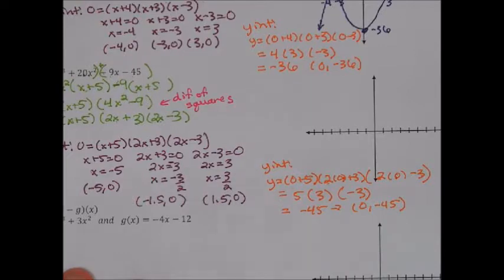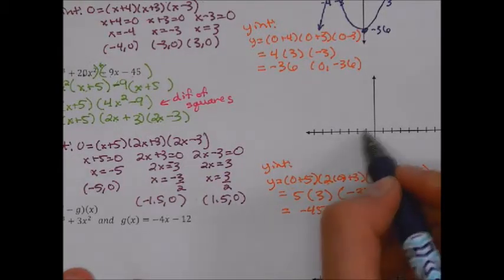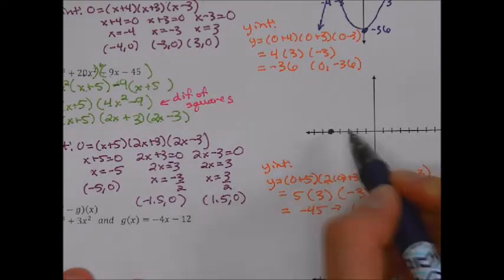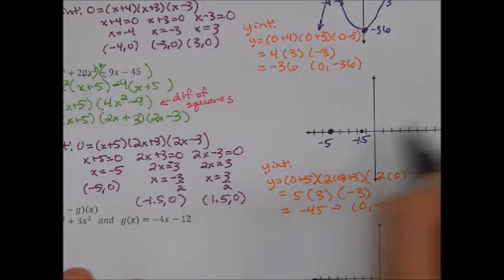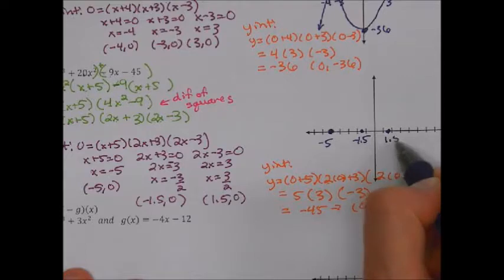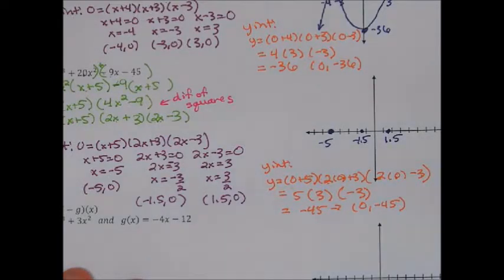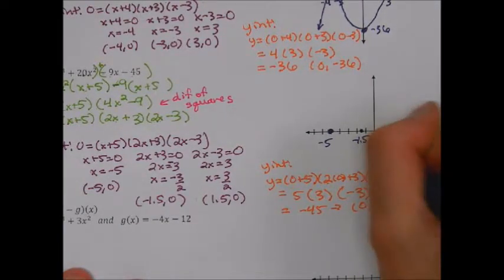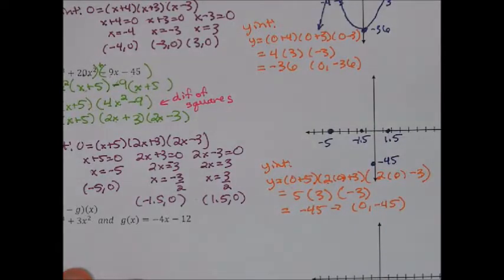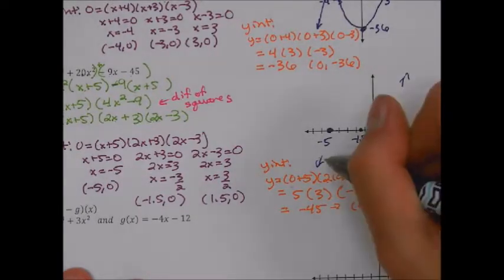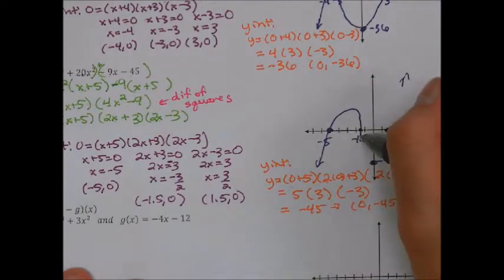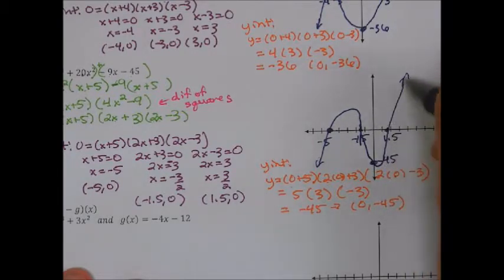Let's go ahead and graph this. Intercepts at negative 5, negative 1.5, positive 1.5, and negative 45, and we are down, up. Like that.